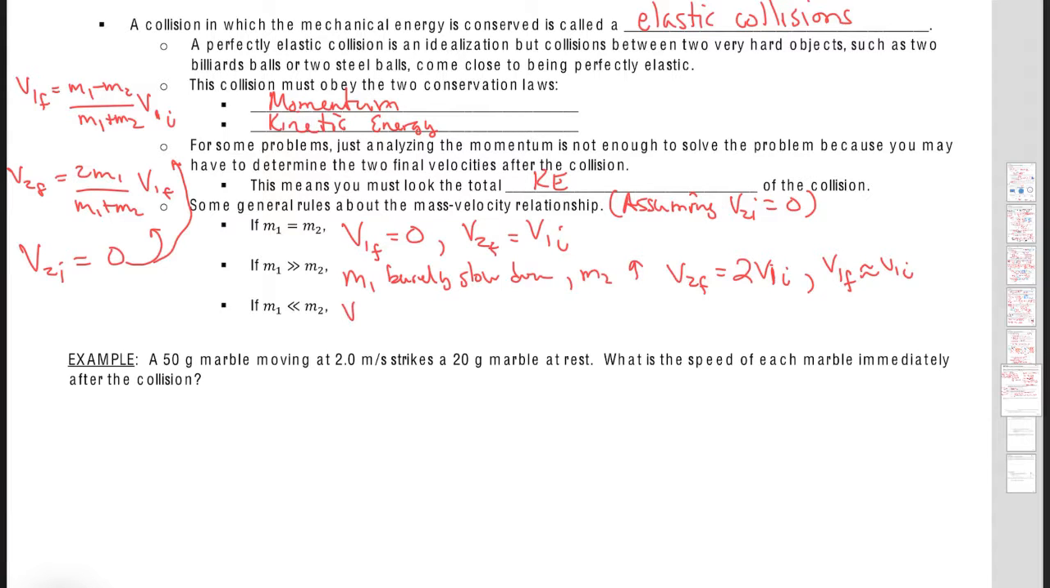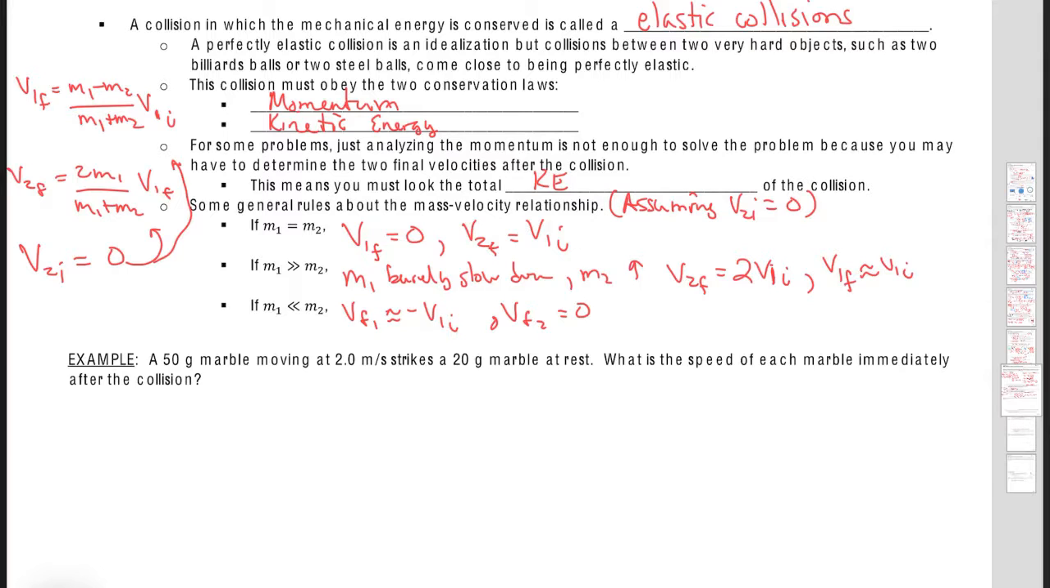V1 final will be approximately negative v1 initial, so it bounces off. And v2 final would be approximately 0, because it's assumed to be at rest. So the opposite happens: mass 2 barely begins to move, but mass 1 bounces off.